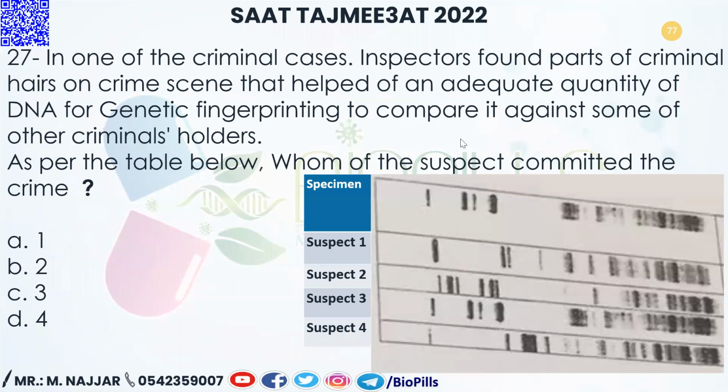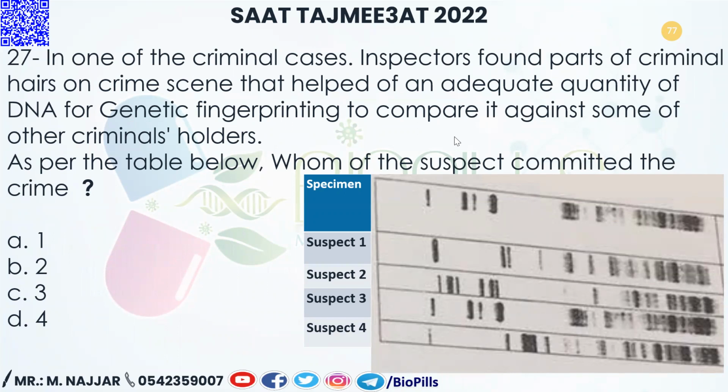Question number 27. In one of the criminal cases, inspectors found parts of the criminal's hairs at the crime scene that provided an adequate quantity of DNA for genetic fingerprinting to compare it against some other suspects. As per the table below, which of the suspects committed the crime? 1, 2, 3, or 4?